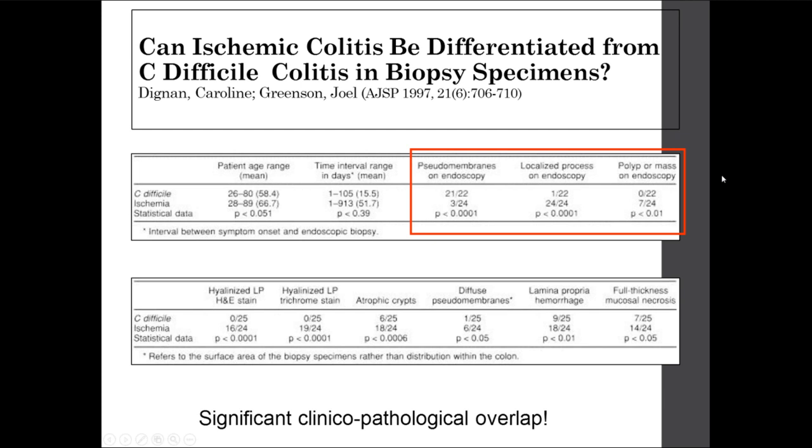This paper actually from Dr. Greenson highlights the significant overlap between these two entities, not only on endoscopy but also histologically. The things that they found useful, and I think I can concur with this, are the hyalinization of the lamina propria, the presence of withering crypts, and full thickness necrosis, as well as hemorrhagic changes in the lamina propria, as more in favor of ischemia.